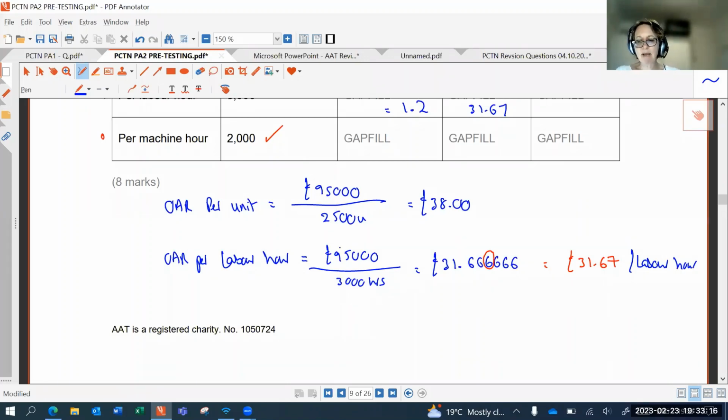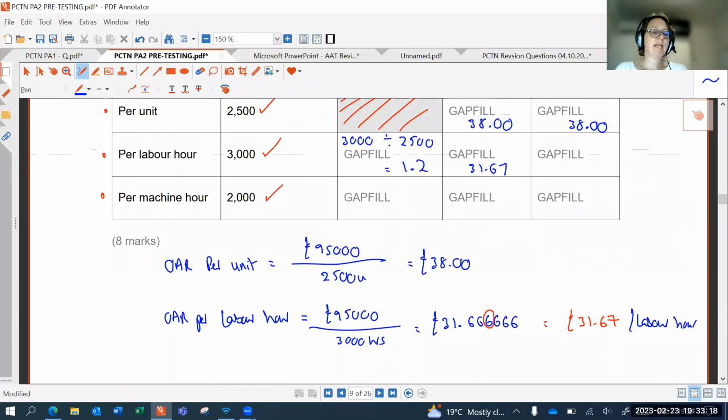Does anybody know how I might find that out? It's £31.67 for 1 hour. How might I know how much it is for 1 whole unit? Any thoughts? Yeah, multiply by what, Linda? Yes, thank you. Multiply it by the 1.2 hours that I'm going to spend making this thing.